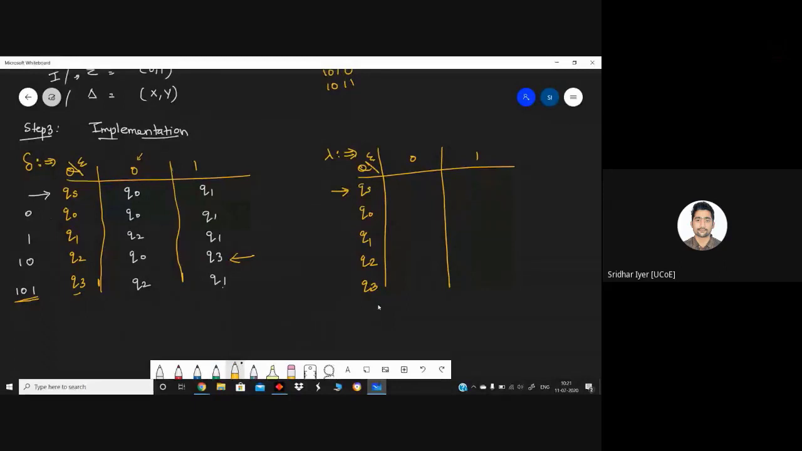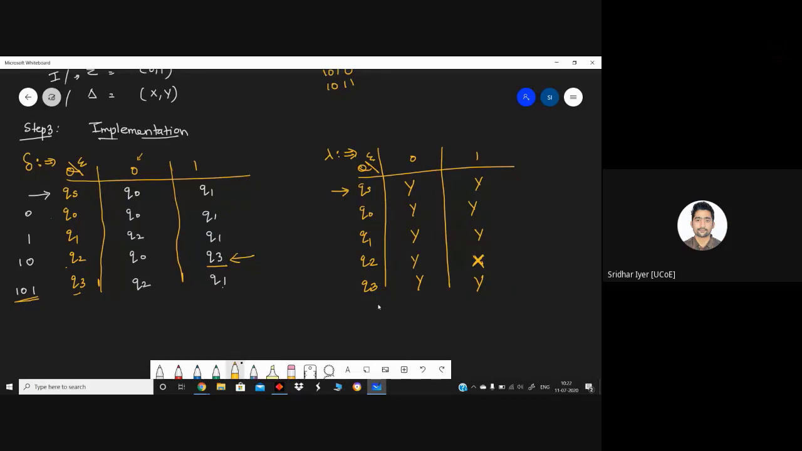Wherever Q3 is present, Q3 is present at this intersection, Q2 on 1, right? So why are we doing this? Because we want to make sure that whichever input turns out to be a 101, we convert that into an X as an output. So over here, Q2 on input 1 gives Q3. Wherever the Q3 transition happens, there we need to mention X in the second table. Everywhere else, we should write a Y. I hope this is clear. The next problems will make things even clearer.